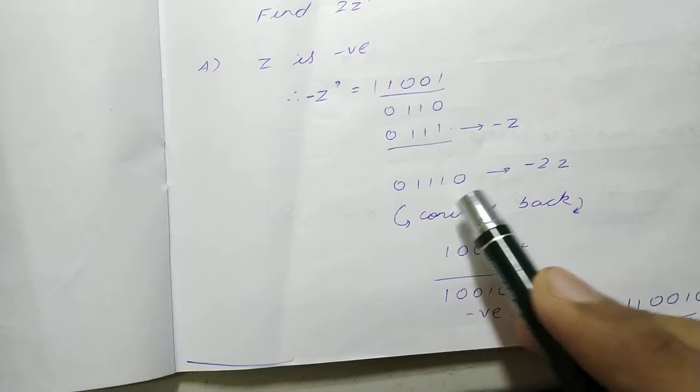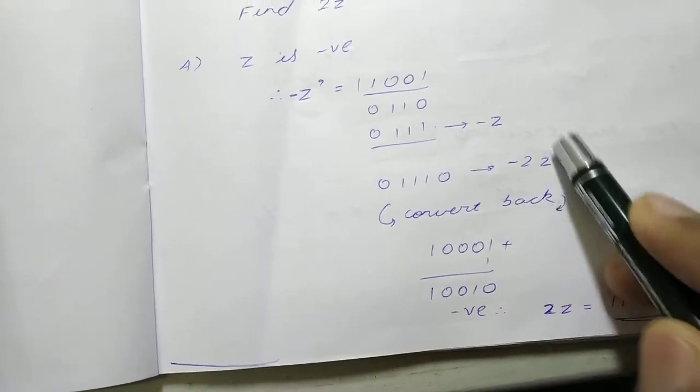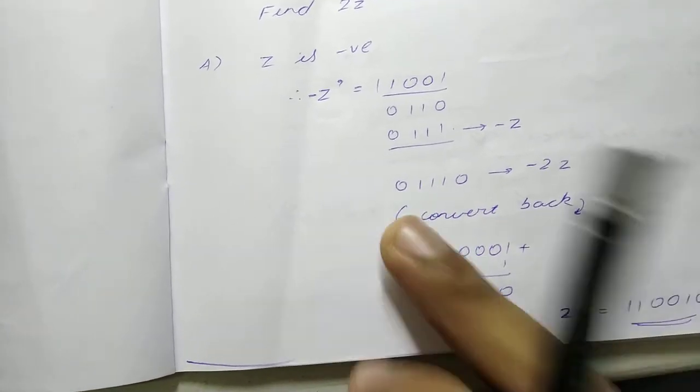So 0, 1, 1, 1, 0. This is our minus 2Z. This is a positive number. Remember, this is a positive number.